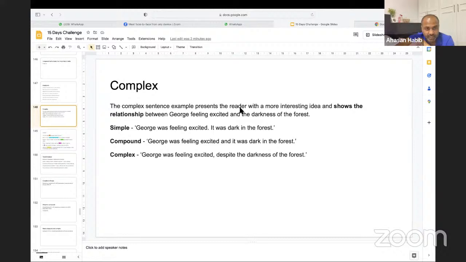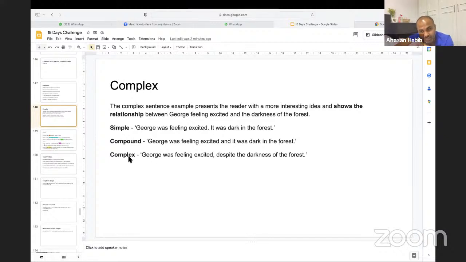For example, see here three sentences. George was feeling excited: one simple sentence, right? Another sentence: it was dark in the forest. So two simple sentences here. Compound: George was feeling excited and it was dark in the forest. Can you remember fanboys? We made one sentence from two sentences using and: George was feeling excited and it was dark in the forest.